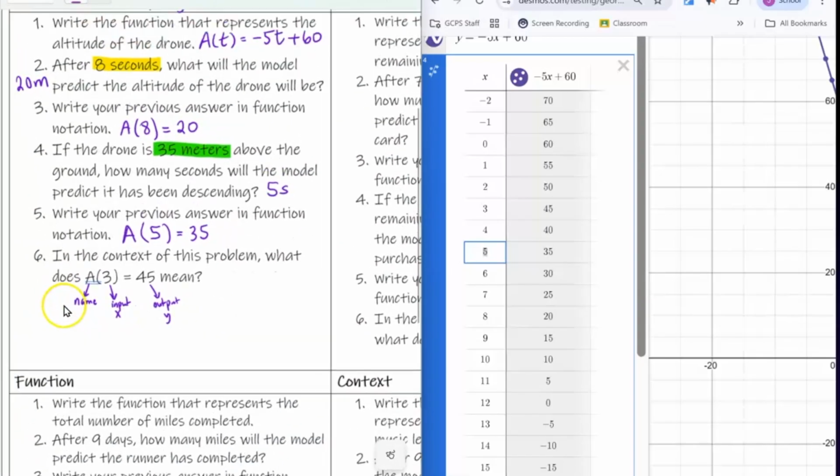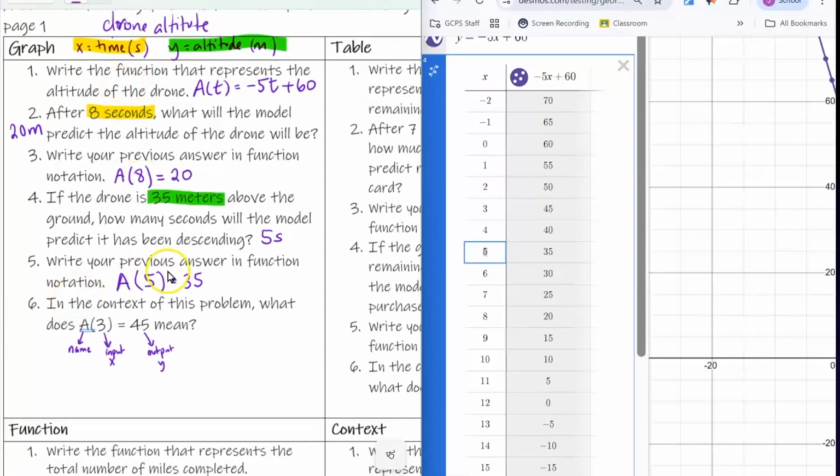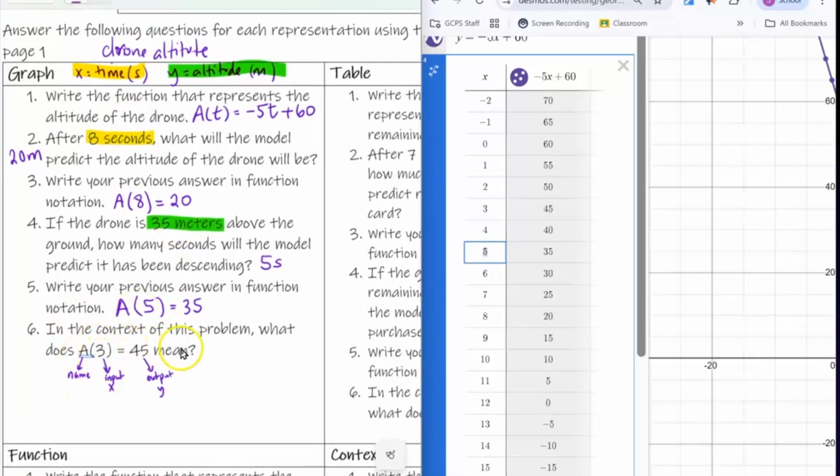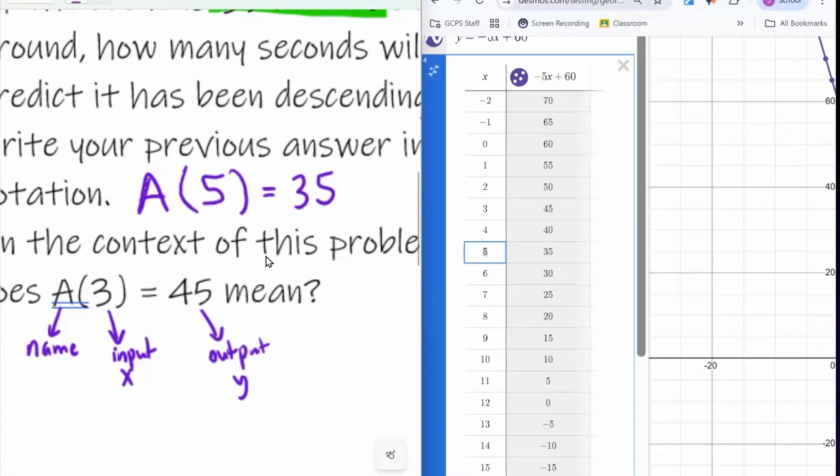Now, in order to answer this question, I need you to name 3 things, because there are 3 things in this, and you can put it in any order you want. So I know input x has to do with time. I'm going to put it right there so I can read it at the same time. And 45 is the altitude.